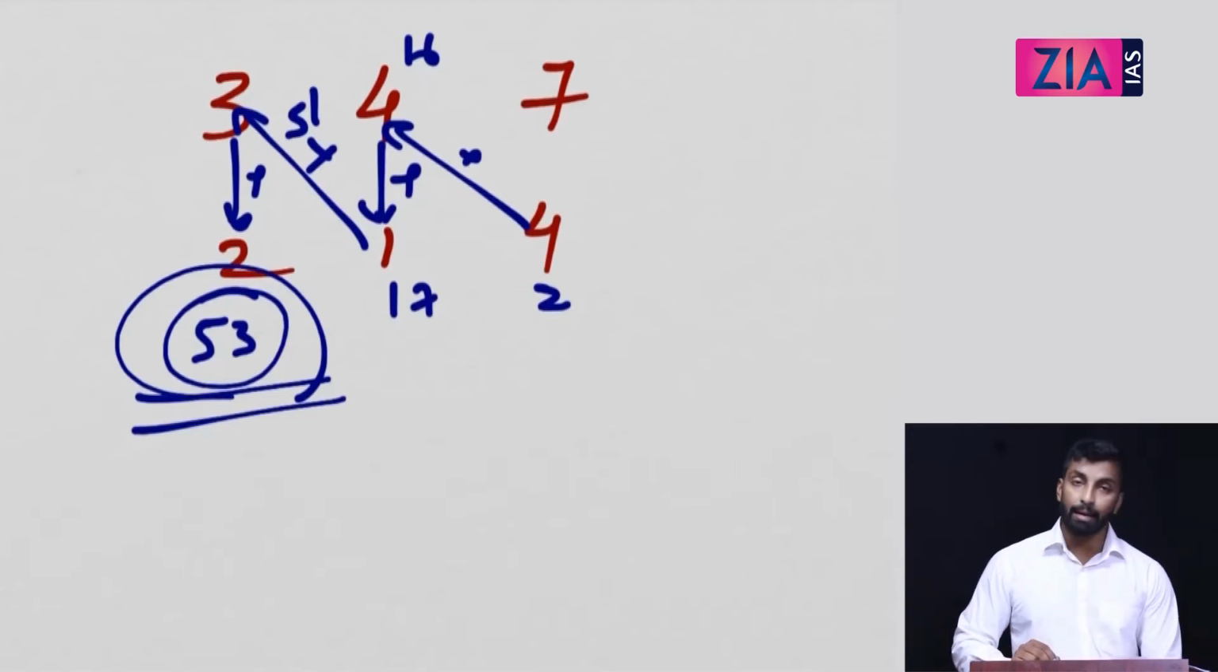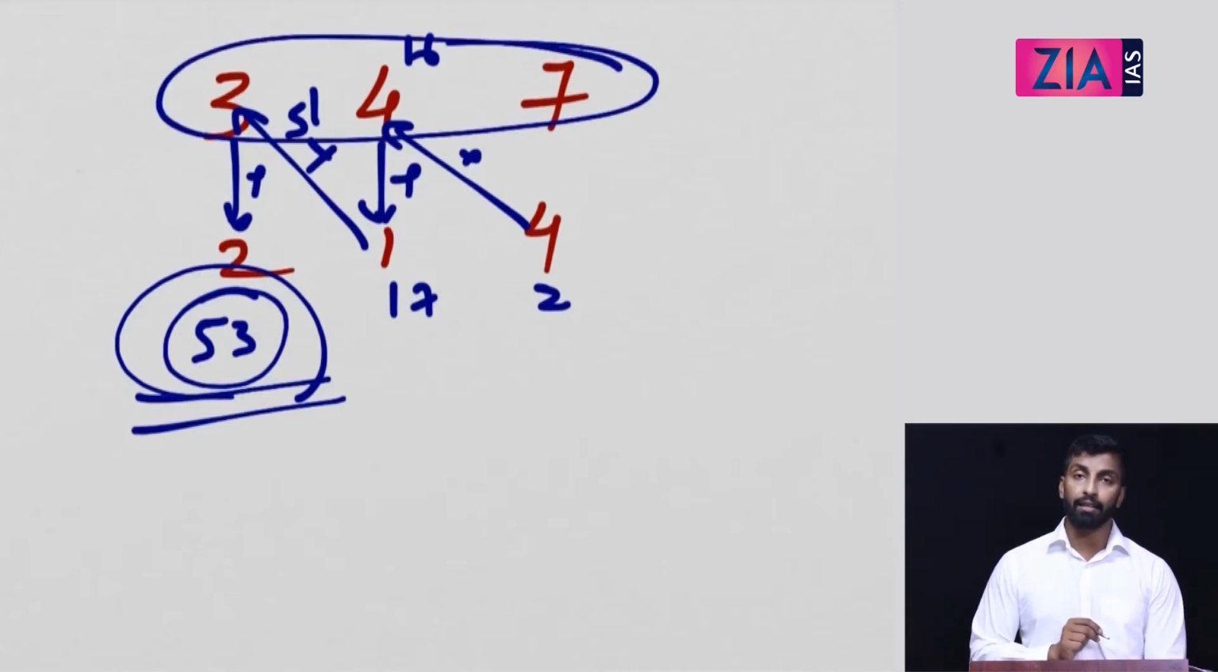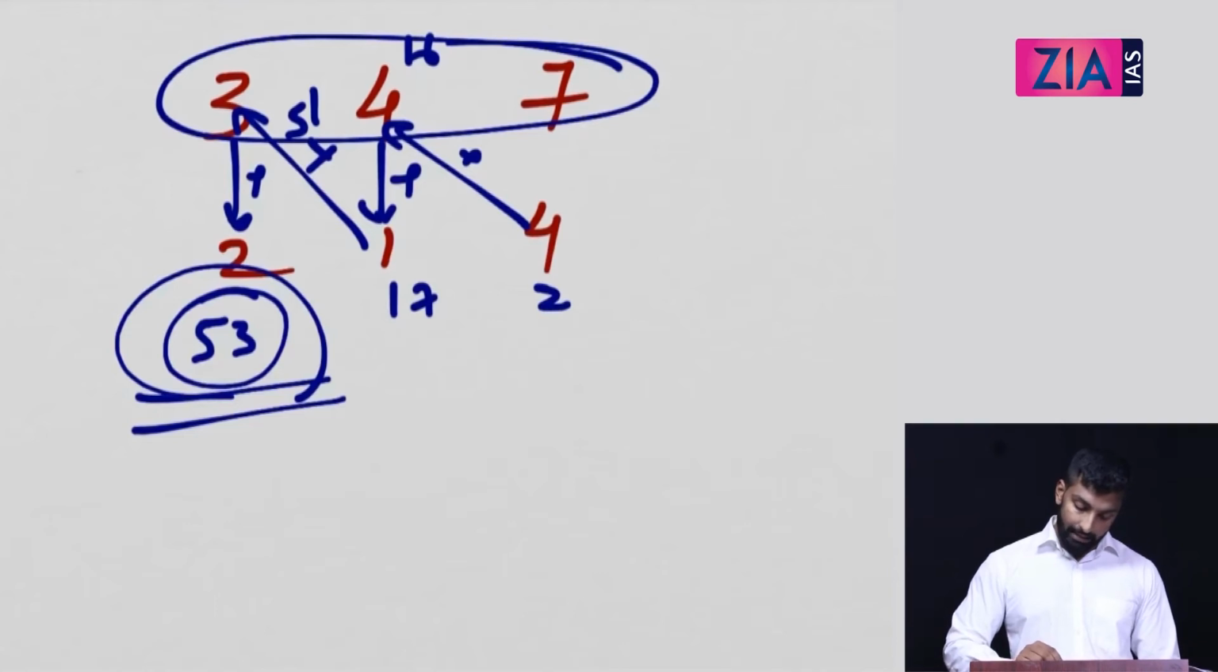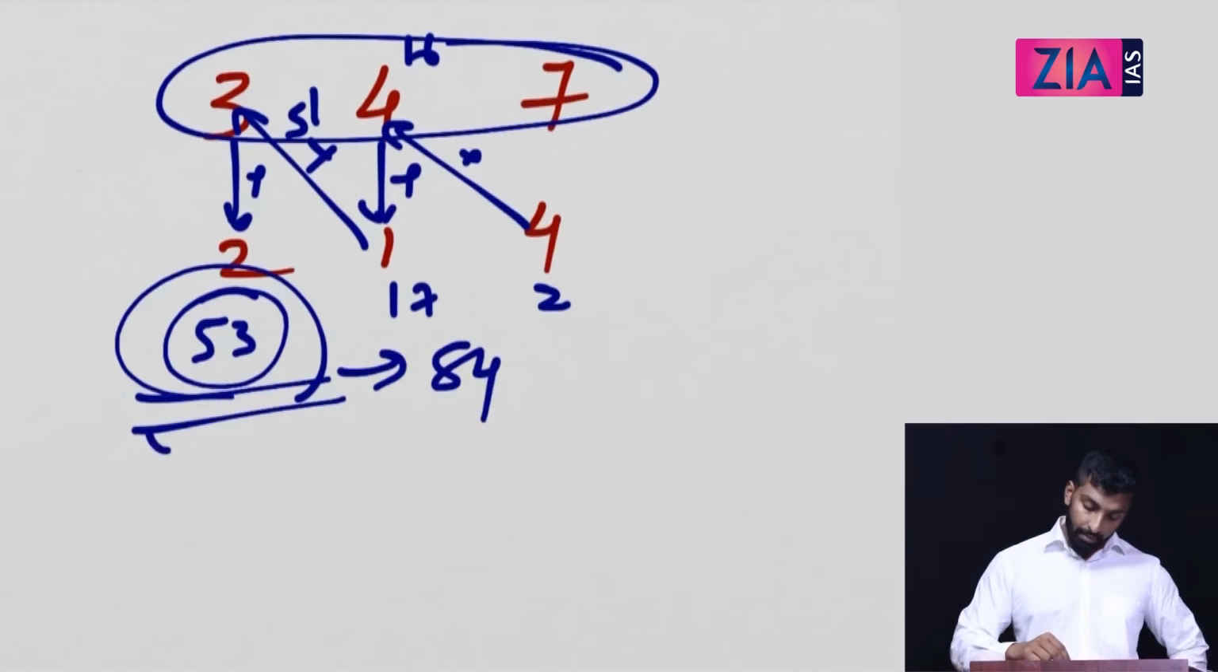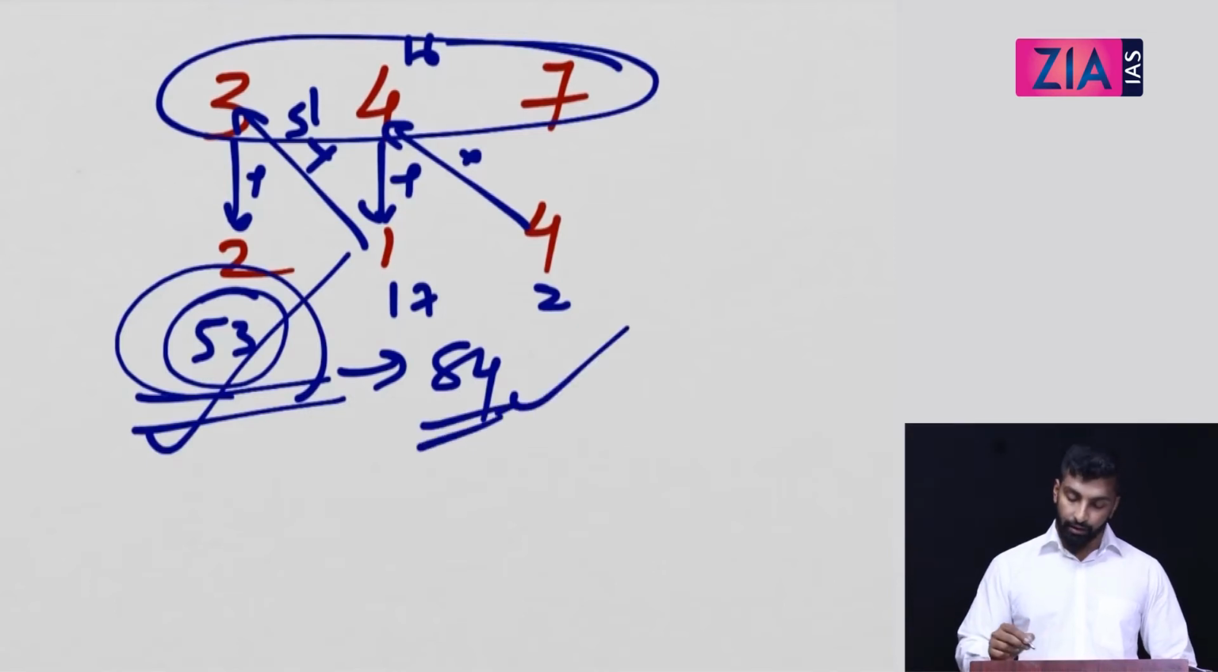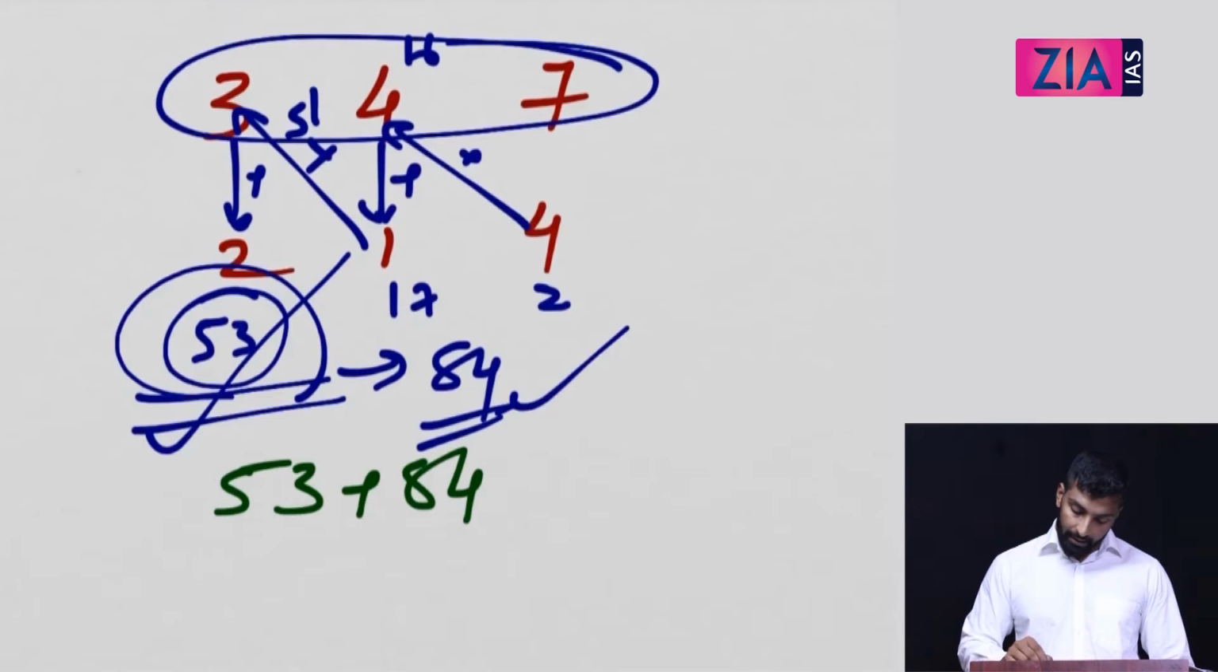And now what is the next number? See, here 3, 4, 7 are the divisors. So the LCM of 3, 4, 7 is 84, right? And the first number is 53, LCM is 84. That means this is going to make an AP, a series with the first term as 53 and common difference as 84, right?